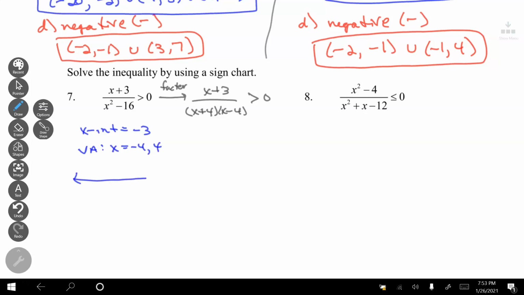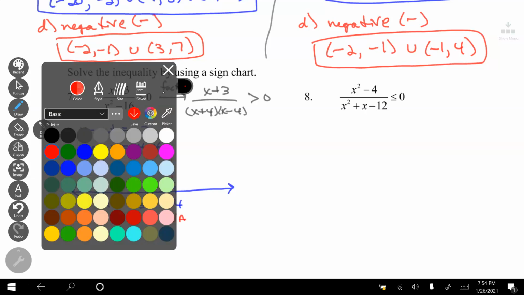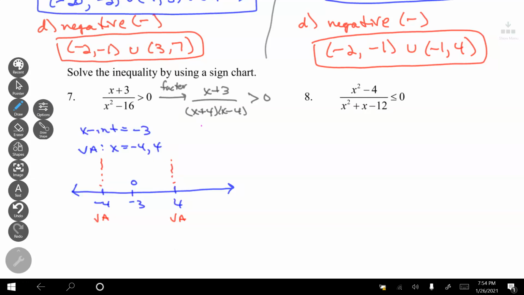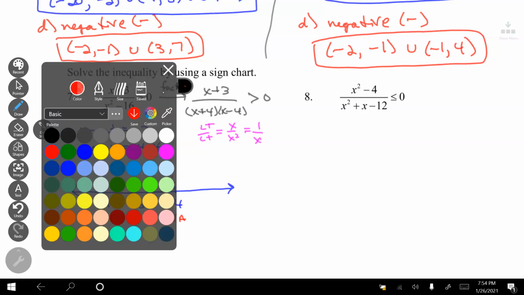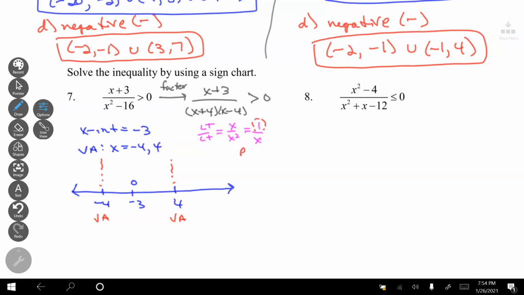I'm going to make it lower. I can make a number line of all this. Negative 4, negative 3, 4. Like I said, I do not care about spacing. There's only one x-intercept. But these guys are asymptotes. I should note them with red dashed lines. And these are VAs. And let me do leading term over leading term. I get x over x squared, which is 1 over x. What I really care about is that it's a positive 1. So because it is a positive 1, the right side is going to go up to infinity, so this guy is going to go positive.